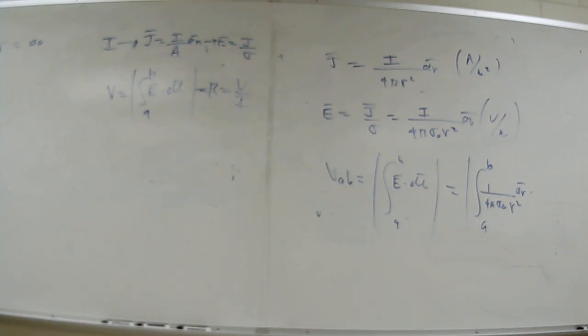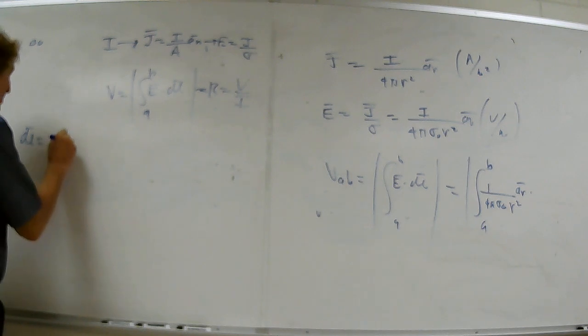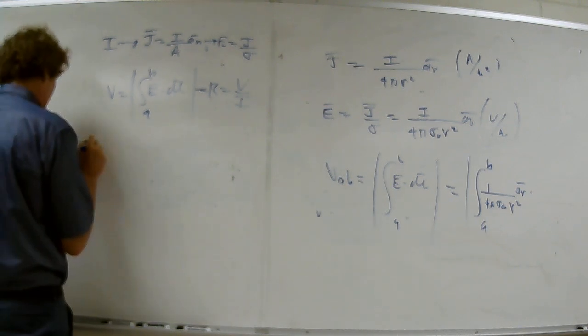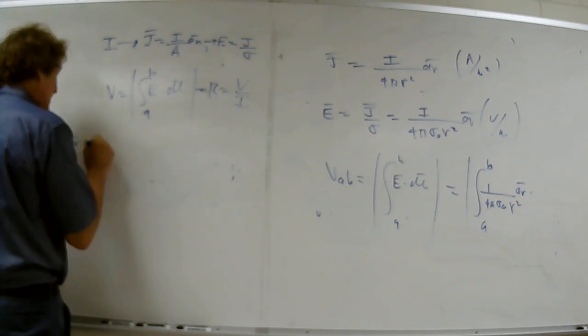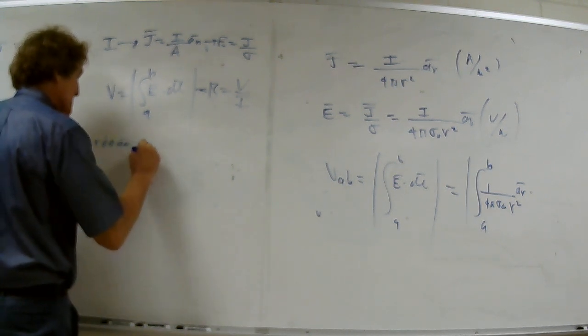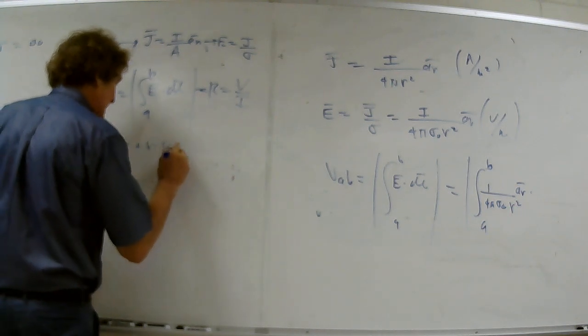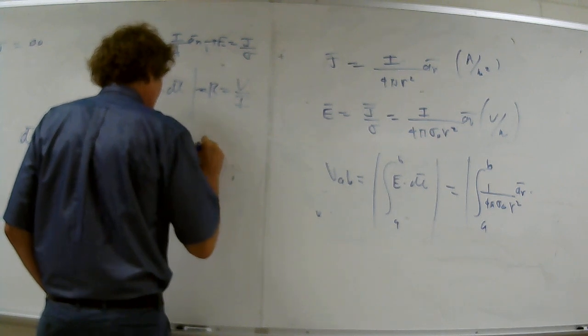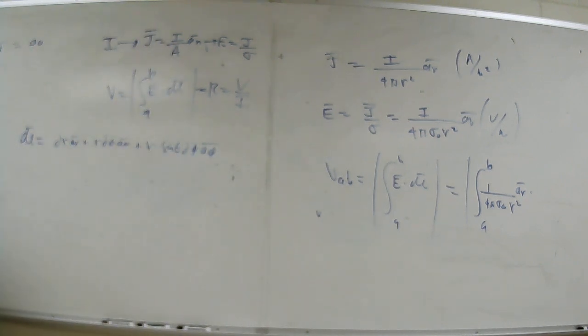Now, you remember? I'll tell you, what is the differential length in spherical coordinates in general? And this you can think about. It's always going to be dr a_r plus r d theta a_theta plus r sine theta d phi a_phi. That's the unit vector. Y'all with me? I mean, it's a differential length.